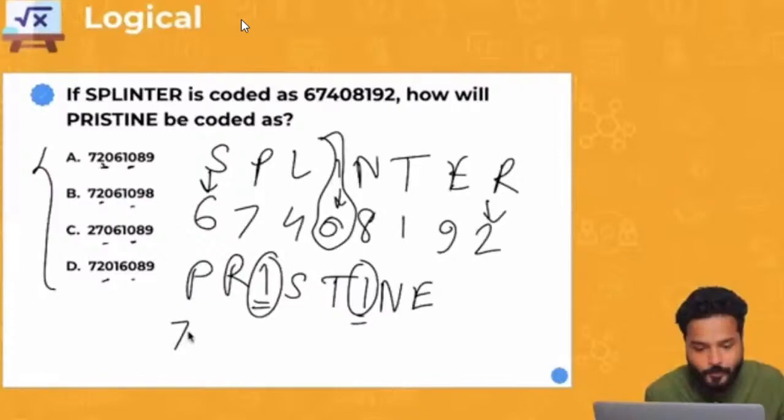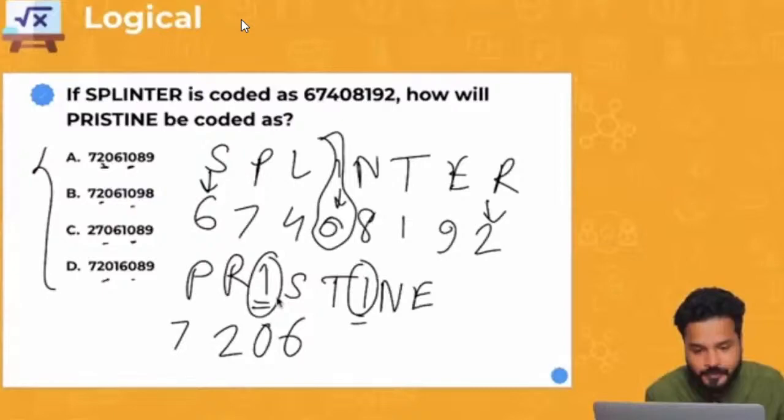P is 7, R is 2, I would be 0, S would be 6, T would be 1, and then again I would be 0, N would be 8, and E would be 9. So 7206108 is the answer. That is option number A.